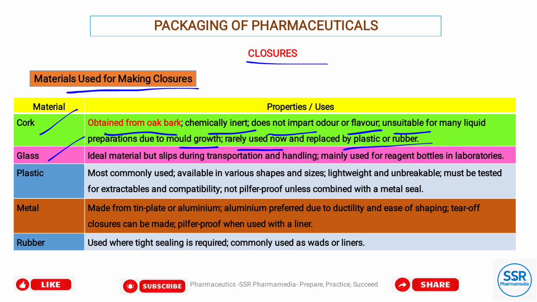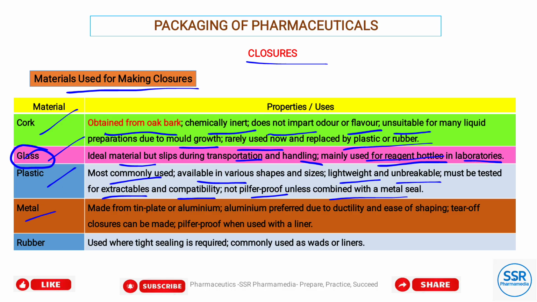Next material, glass. It's an ideal material but slips during transportation and handling, so it is mainly used for reagent bottle preparations in the laboratory. Note the point: glass is used for closures but mainly only for reagent bottles in laboratories. Next, plastic. Most commonly used, available in various shapes and sizes, lightweight and unbreakable. Must be tested for extractables and compatibility, not pilfer proof unless combined with a metal seal.